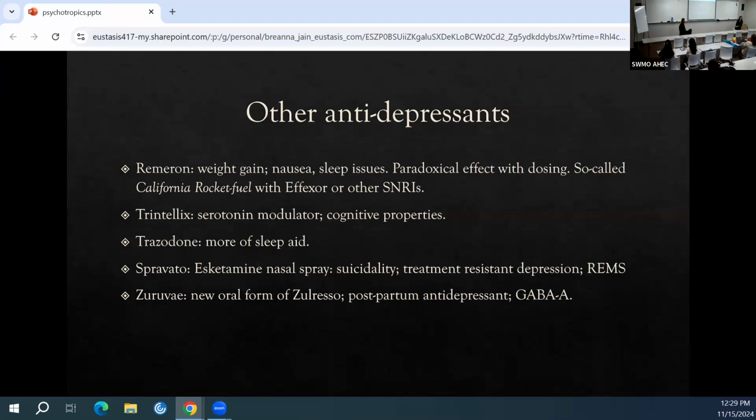It's a newer one. It does have cognitive properties, has been well studied in geriatric population. They made a point to do that. Trazodone, more of a sleep aid, but as he was saying earlier, can still cause serotonin syndrome. If we were to use it for depression, you would need doses that were really high for it to be remotely effective. What can happen with trazodone, which can cause impotence or death?